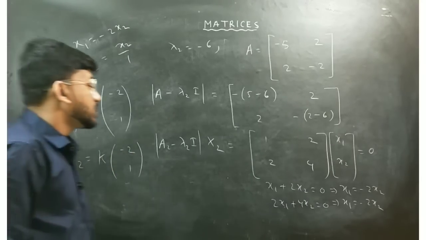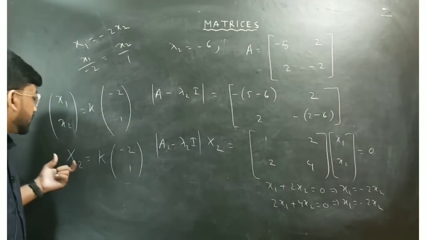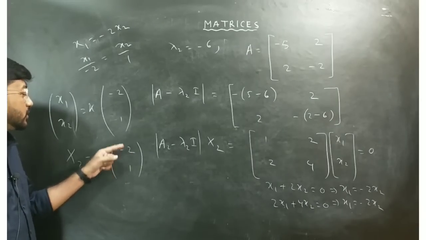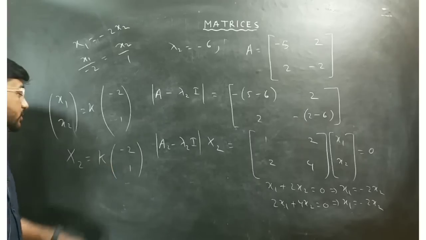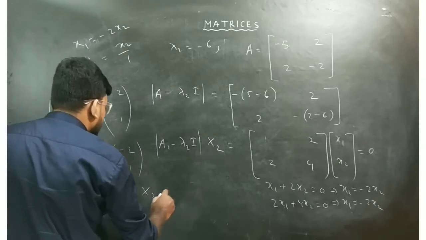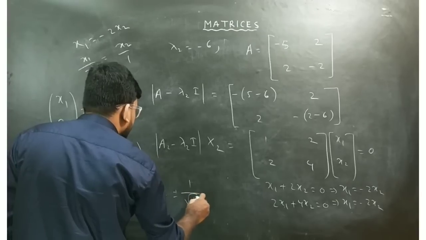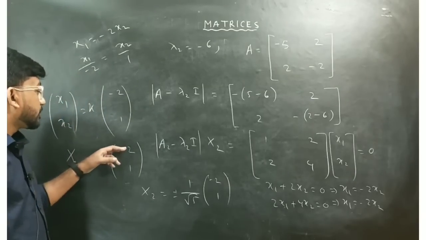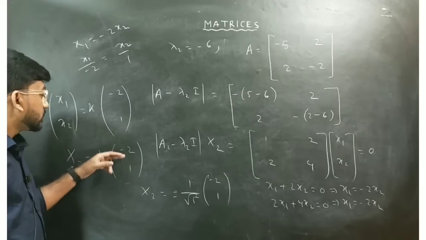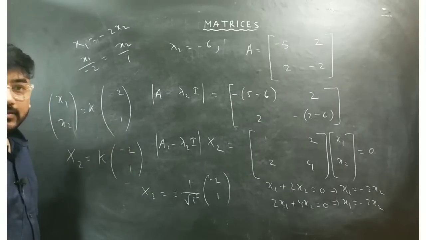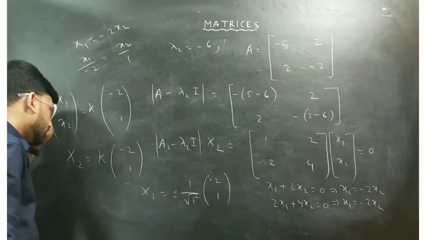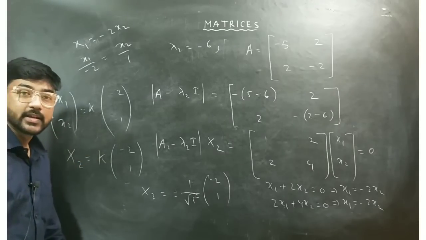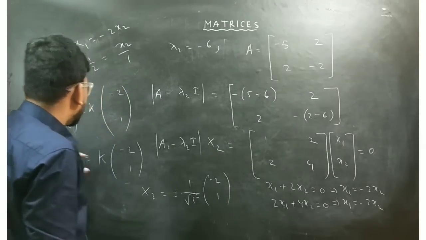Now again if you use the normalized condition, you can evaluate this value of k directly by squaring and adding these two. Okay, so minus 2 square plus 1 square, that will be again 5. So you will get x2 is equal to plus minus 1 upon root 5 into minus 2 1. So you can find out the normalized condition just by squaring and adding these two, and taking the square root. Okay, so this is very simple. Otherwise you can use that x transpose x is equal to I. Okay, so that is also the normalized condition.